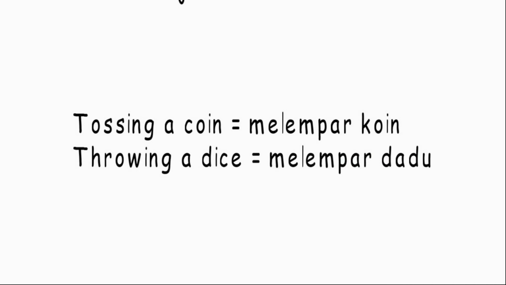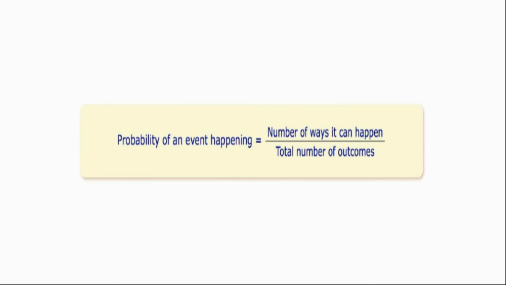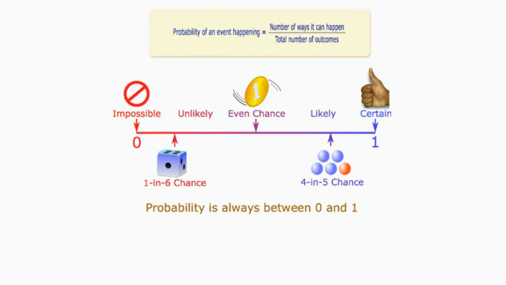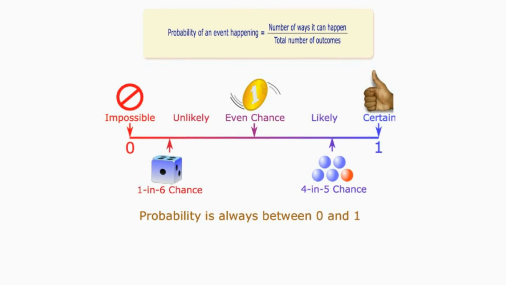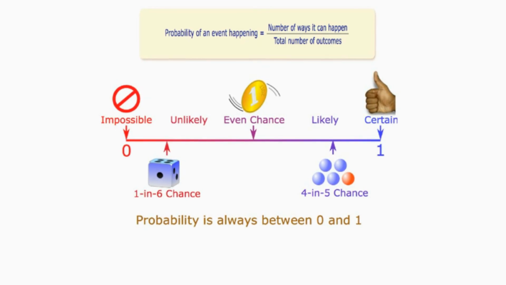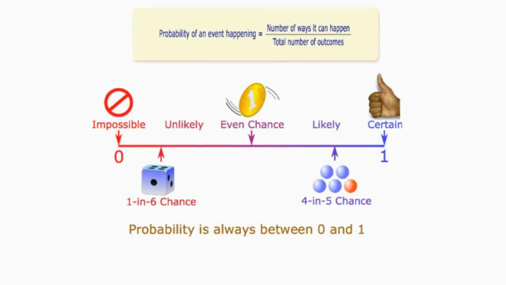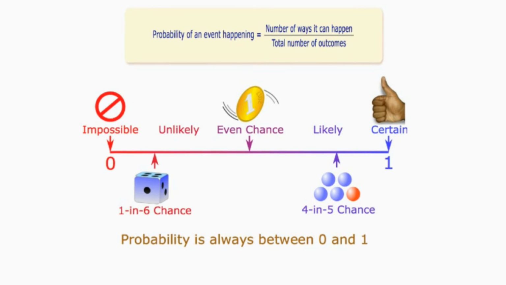The probability of an event happening is equal to the number of ways it can happen over the total number of outcomes. You have to remember that the probability is always between 0 and 1. 0 means it is impossible to happen. 1 means it will certainly happen. The closer the probability to 1 means the bigger possibility of an event to happen.